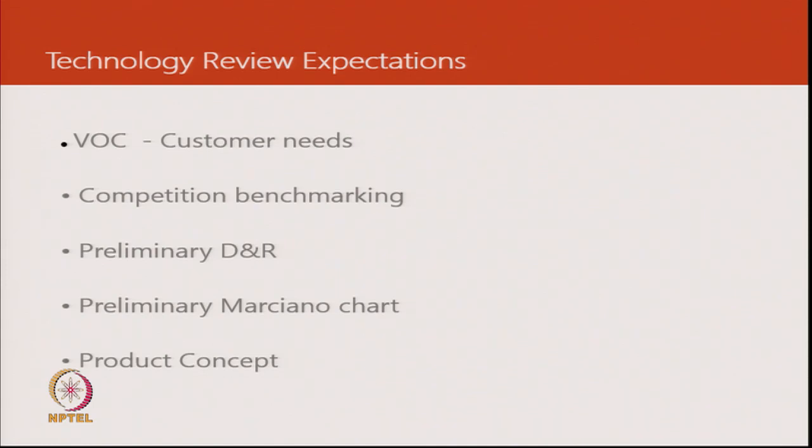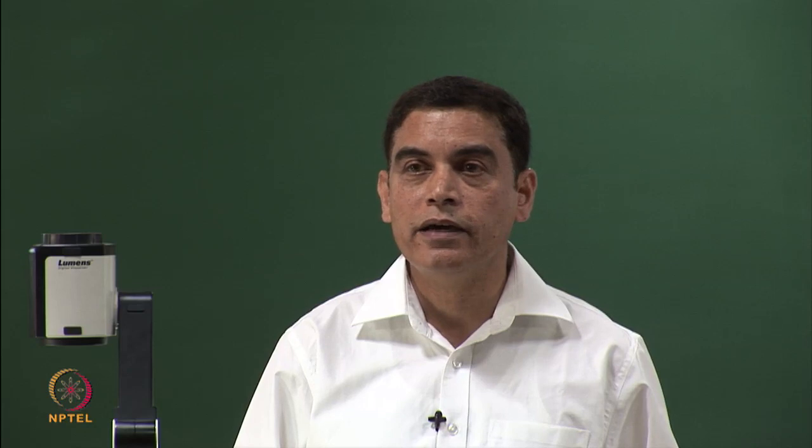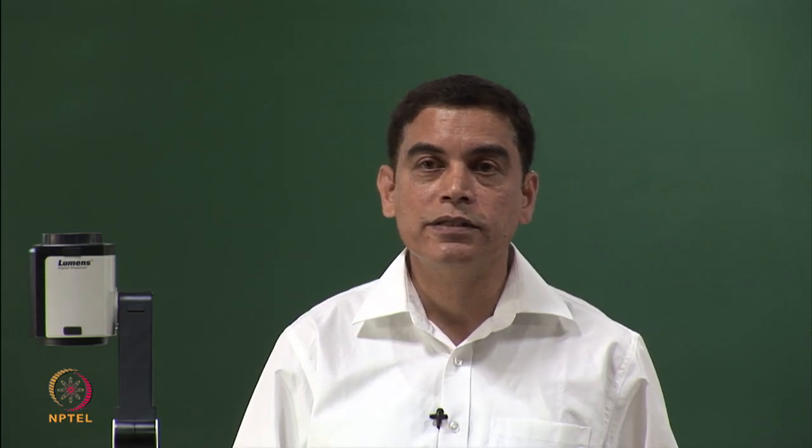Then there is a basic, so when I say DNR, it is design and reliability spec, which maps what we talked about. And a Marciano chart, and then a product concept. So some assessment on how the product will look like. If you're going to look at a high energy efficiency ratio, what are the means to getting there? Is it a higher efficiency compressor? Is it a larger condenser coil? Are we using some other new technology means? All that comes in.